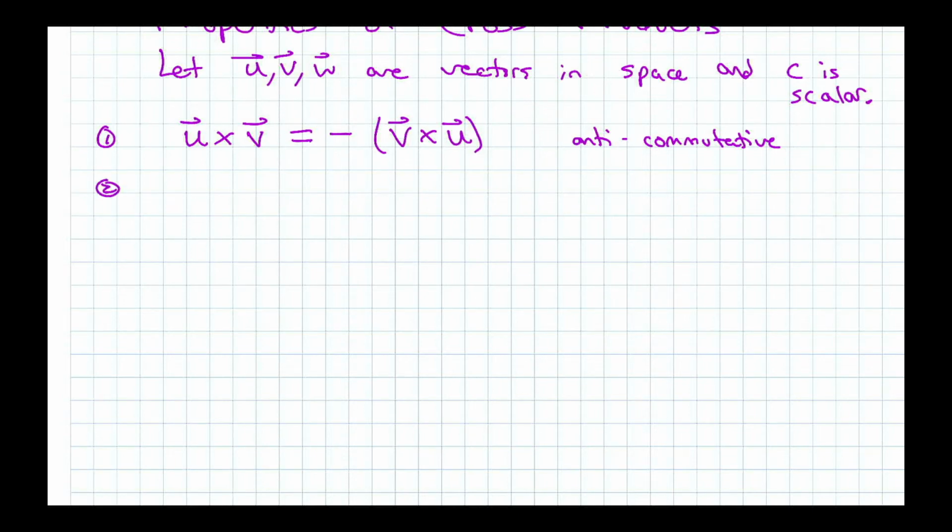Another one is going to be the distributive property. If you do U cross V plus W, so that's a sum, that's U cross V plus U cross W. That's distributive. Normal distributive property. Just be careful with the order. You have to be careful with the order on these.